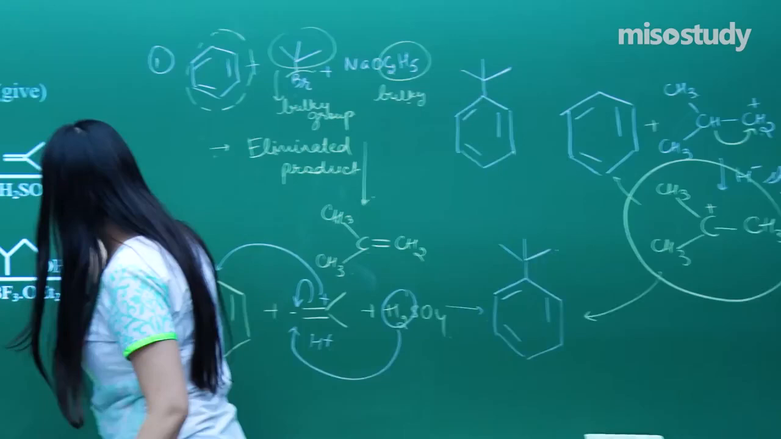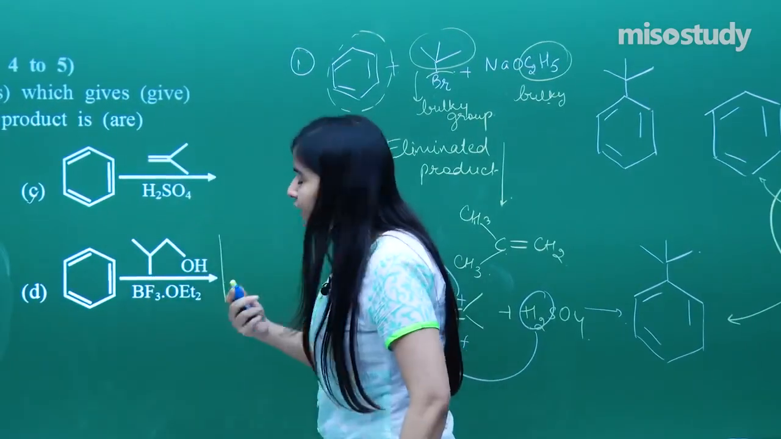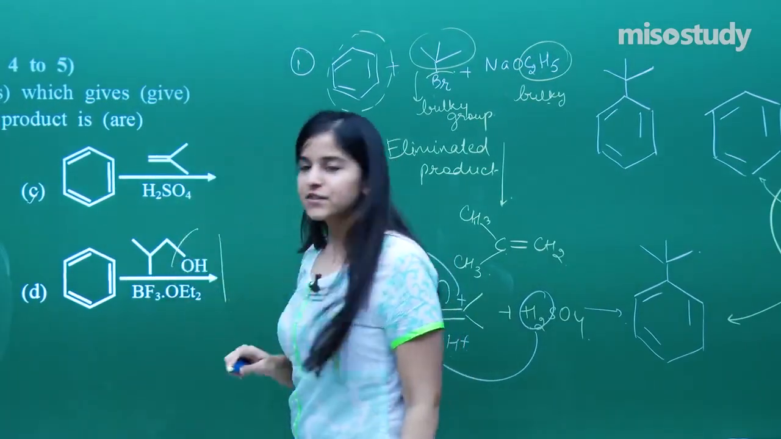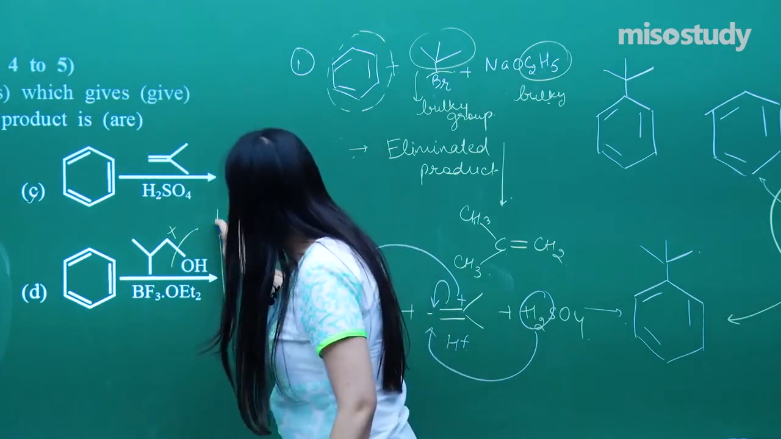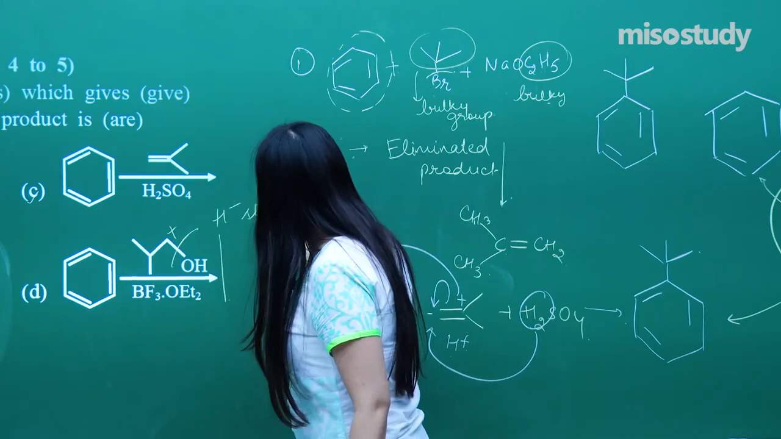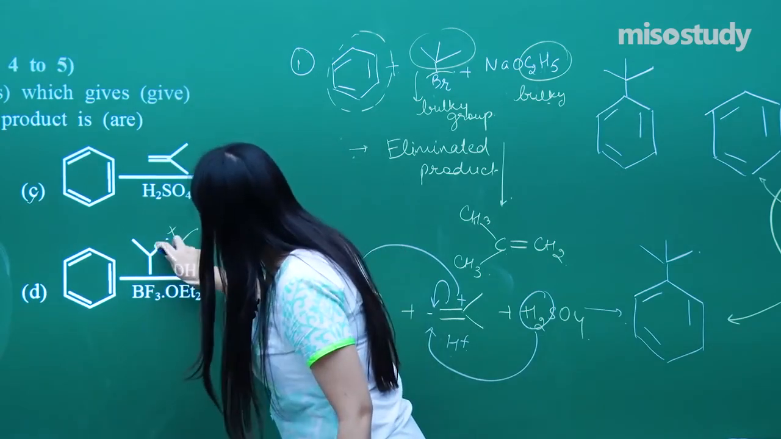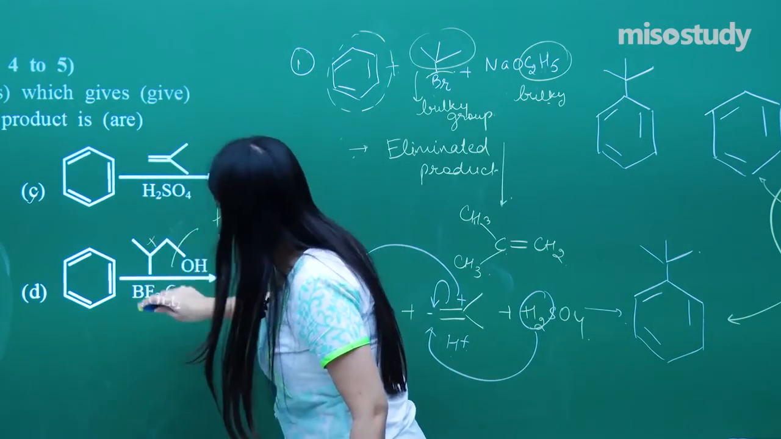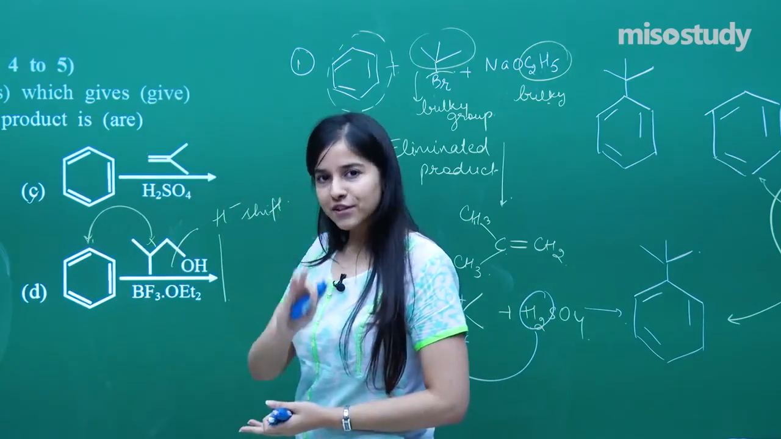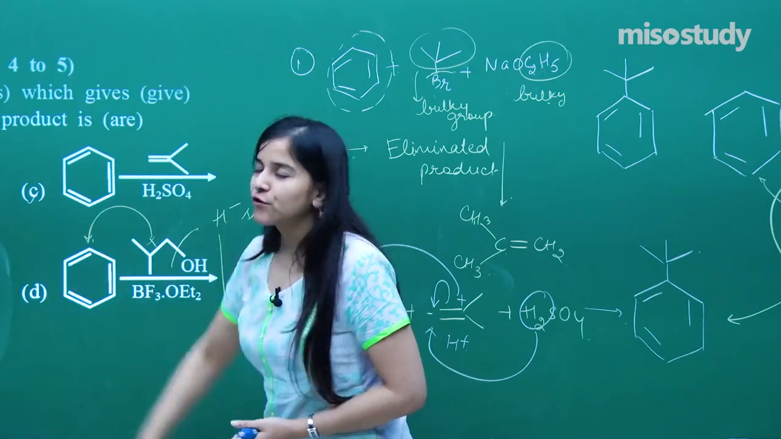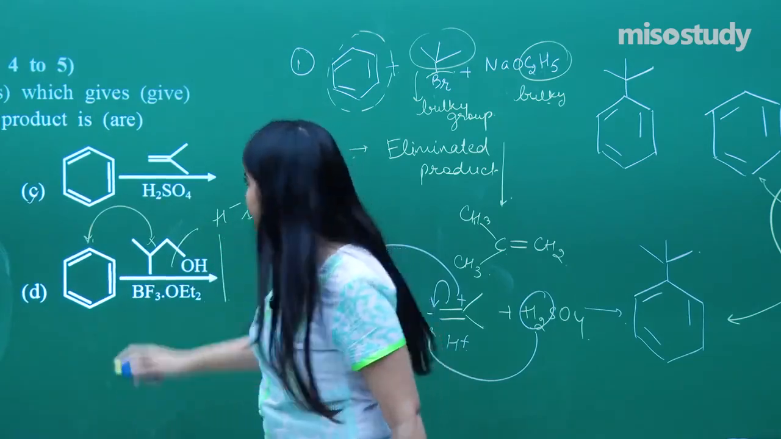Now let's move on to the very last. What do we have last? This. Again what will happen? This OH will go off, a positive developed here, again the hydride shift, and again what? Now the positive will be developed here, it is going to attack here, and we get again what? The tertiary butyl benzene. So out of the 4, we have got 3 as answers.